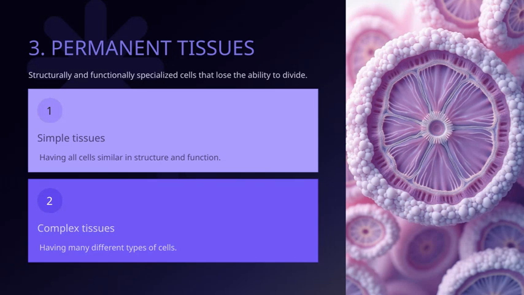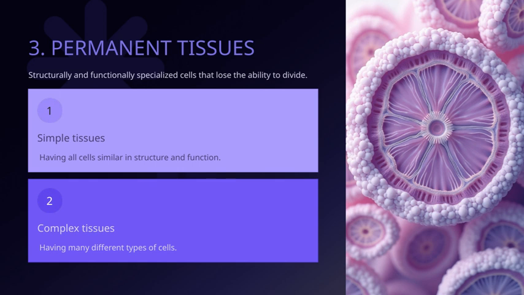Now, let's take a closer look at the types of tissues based on their cellular composition. First, we have complex tissues, which are characterized by having many different types of cells working together. These tissues are highly organized and perform specific functions that require diverse cell types. On the other hand, simple tissues consist of cells that are all similar in structure and function. These cells work together in a more uniform way, which makes these tissues somewhat less specialized but still essential for many biological processes.